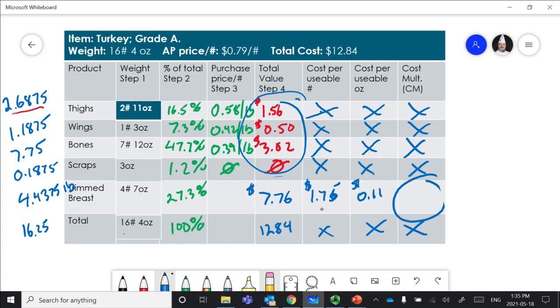So we've got $1.75 per pound. Cost multiplier is used to make short work of this later.